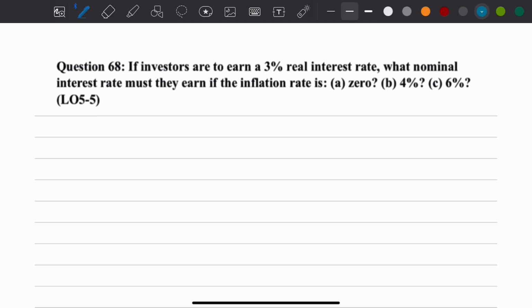Okay, so we do have three scenarios here, but let me first quickly remind you of the relationship between nominal interest rates and real interest rates. We do have a formula for that, and the formula is 1 plus nominal rates equals 1 plus real interest rates multiplied by 1 plus inflation rates.